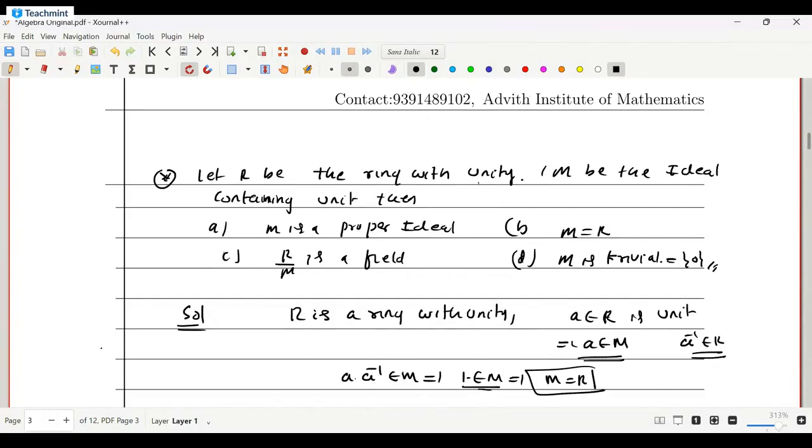Then M is equal to R. Therefore M is not a maximal ideal, so it is not a proper ideal. So this is true: R by M is not a field, because M is not a maximal ideal. M is trivial అన్నట్టు కాదు. ఎందుకు? యూనిట్ అనే ఎలిమెంట్ సింగిల్టన్ జీరోలో యూనిట్స్ ఎగ్జిస్ట్ కావు. So it is not a trivial ring. So therefore M should be equal to R.